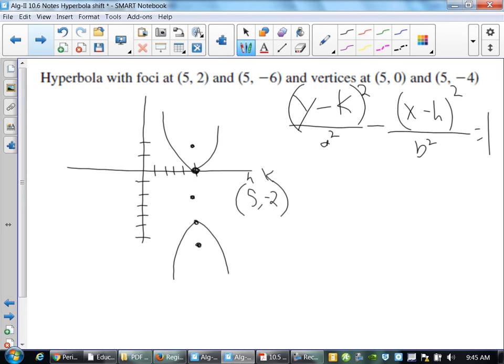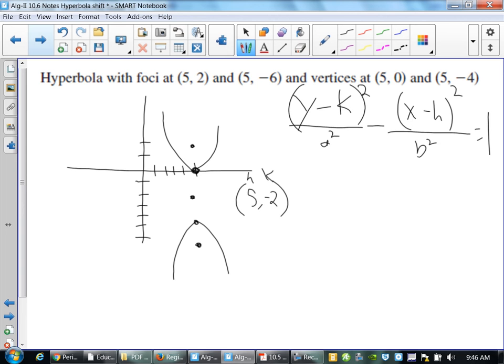Remember, it's going to be the midpoint of a vertex, the midpoint of a focus, the midpoint of a co-vertex. The center will always, always, always be the midpoint. Okay? Since it's vertical, they're all going to share that same x coordinate, whereas if it was horizontal, they all share the y coordinate.